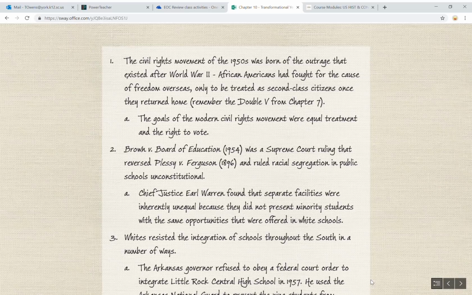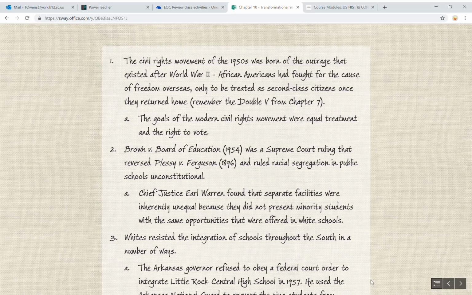So that is when FDR is going to give in. He's going to sign an executive order that basically creates a Fair Employment Commission. So you can see it moving in that direction. Remember, we talked about the double V in Chapter 8 too, moving in that direction. So here we are. Okay, so we've got the 1950s civil rights movement, and it's born out of that outrage that we had seen during and after World War II.